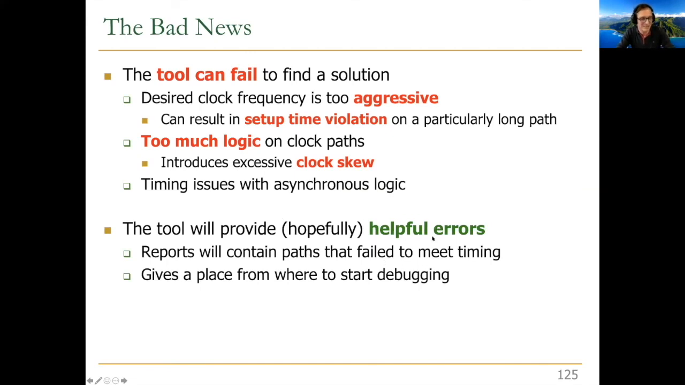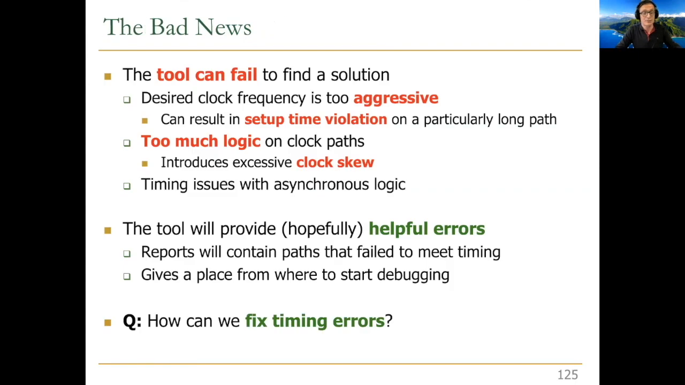Basically, the tool will hopefully provide you helpful errors. That's the key expectation. Via reports that will contain paths that fail to meet the timing. And it enables you to have a place from where you can start debugging. But unfortunately, as I said, these are not perfect, and don't rely on the perfectness of the tools as a designer. So you need to really know your design well, and you need to really have a good understanding of timing if you really want to design a circuit that's very, very aggressive in terms of timing. And we didn't even talk about power, right? We could even have a full lecture on power in a similar way, but I'm not going to do that clearly.